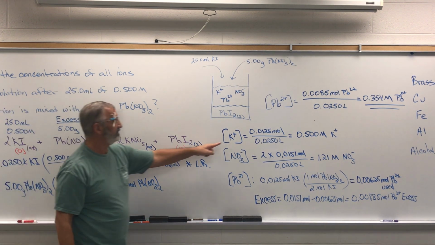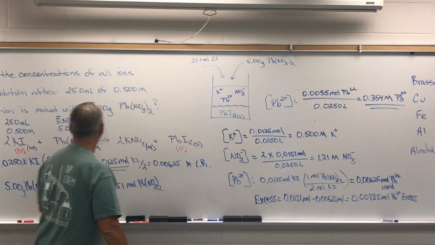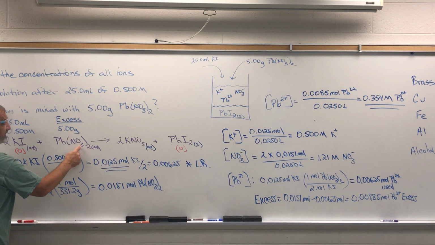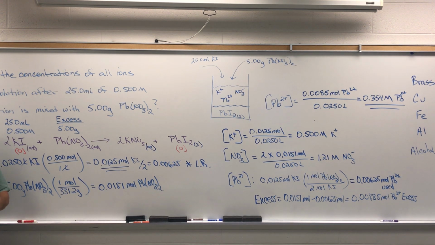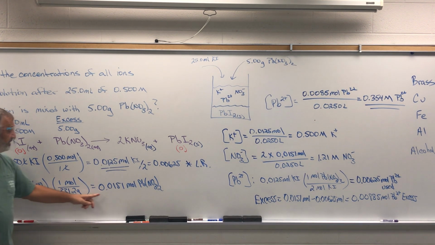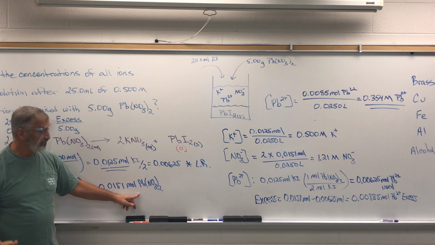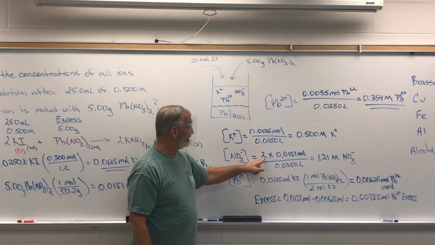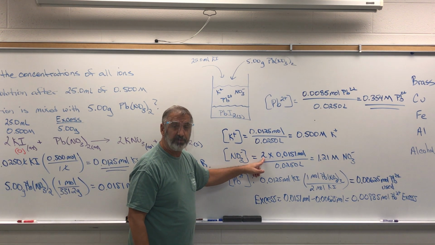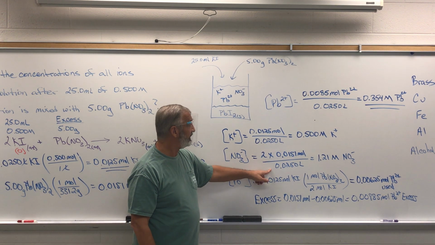0.0125, 0.0125. Okay? Same thing on the nitrate. Nitrate is aqueous here, it's aqueous there, which means it didn't change at all. So I know that I have this many moles of lead nitrate. Now this is where you have to understand the dissociation. Since there's 2 of them, I'm going to get twice the concentration. For every mole of lead nitrate, I'm going to get 2 times that for NO3 minus ions, divided by the total volume.